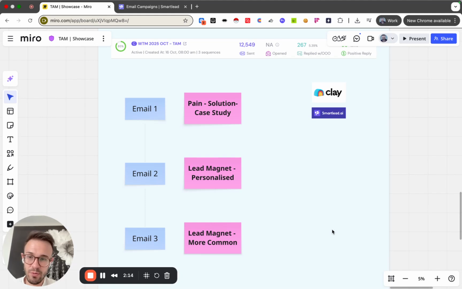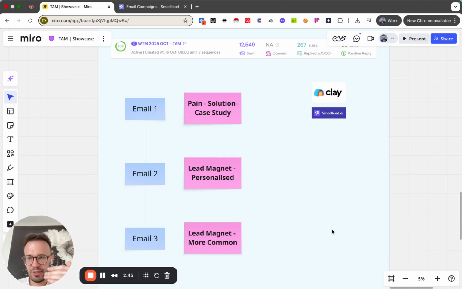Okay, so email one is the email where you find out exactly what the pain point of the person is, the solution that you can provide to them, and the case study that is the most relevant in that case. And of course, this is something where we have AI that does this differently for every different lead. So yeah, this is what email one stands for.